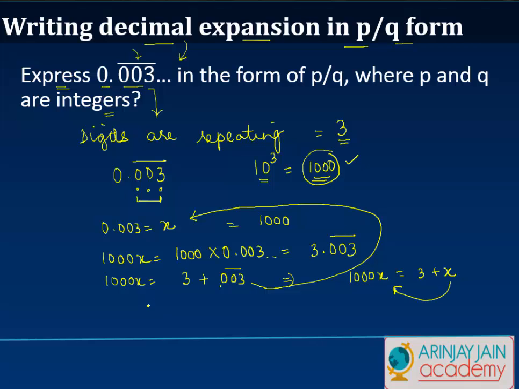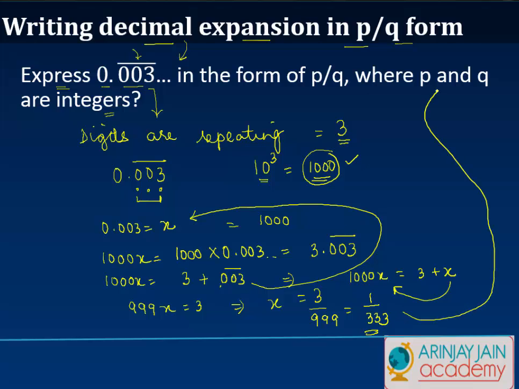Take the x to the other side, you will get 999x is equal to 3, or in other words x is equal to 3 divided by 999, or 1 upon 333. And thus we have mentioned this number in the form p upon q, where for 1 upon 333, p is equal to 1, q is equal to 333. And both these numbers are integers. So we have expressed a given decimal expansion in the form of p by q, where p and q are integers. You can do a similar thing for other cases also.